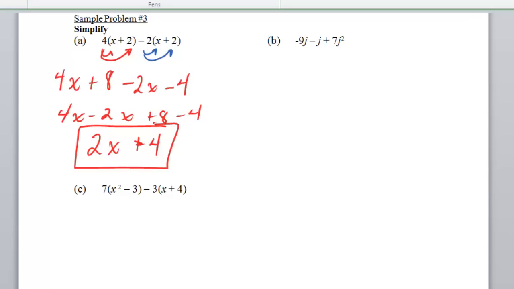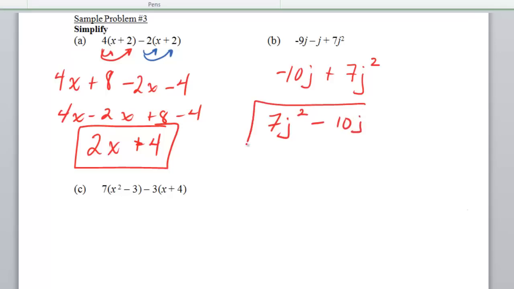For part B, we're dealing with j, which is kind of a difficult variable to see. But we need to really group off the j's and separate the j's squared. So we're going to have negative 9j minus j. So negative 9 and negative 1 gives us negative 10j plus 7j squared. Now, if you stopped right here and left your answer like this, that's fine for the time being. Later on, when we get into polynomials, we will make sure that we put this in standard form, which would have the highest exponent first. And so that's a good habit to go ahead and get into. So our answer should be 7j squared minus 10j.